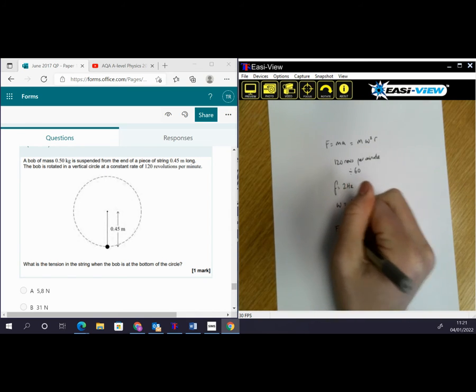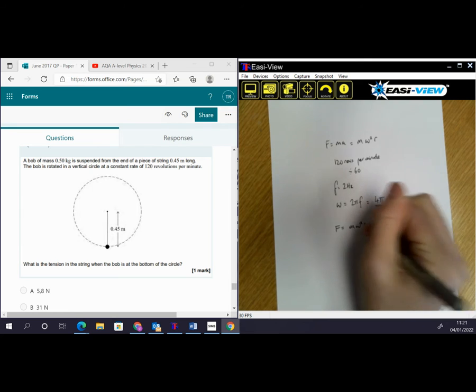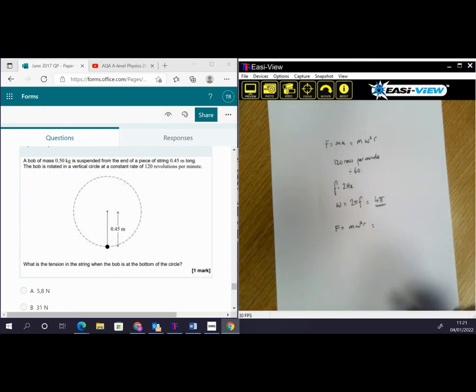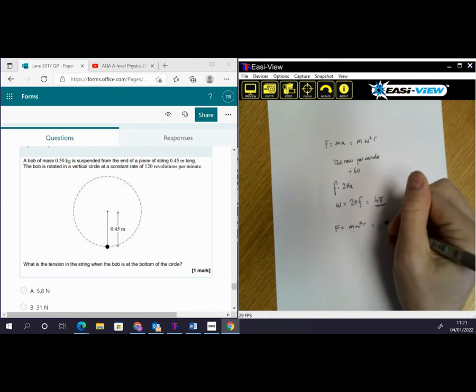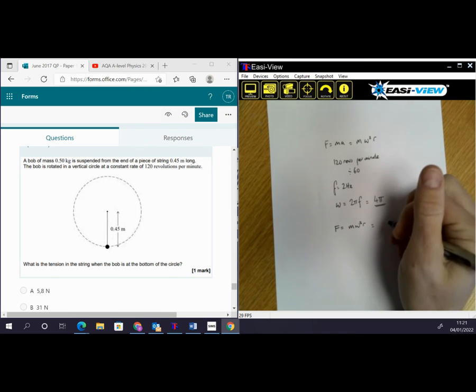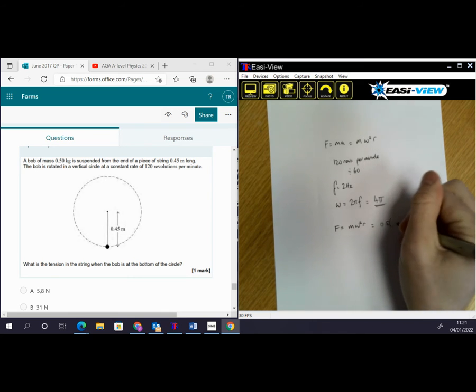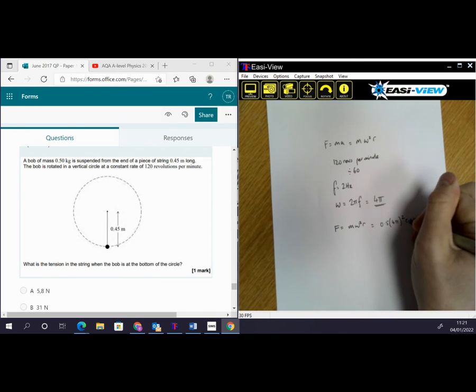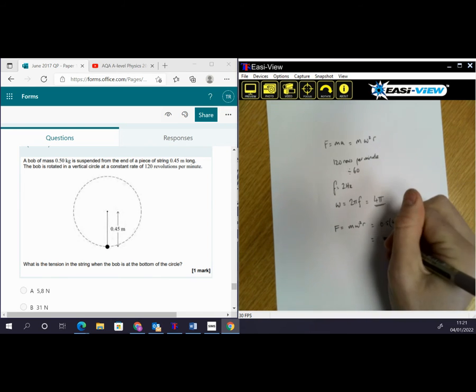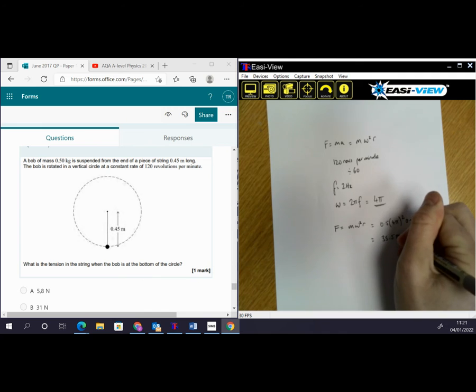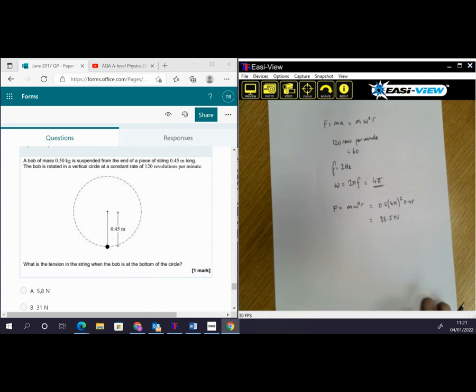So then we get F is m omega squared r, and I know all the values. So I'm going to be able to find the resultant force that's required to keep this object moving in the circle as described in the question. So the object has a mass of 0.4, times 4 pi all squared, multiplied by 0.45. Calculate that on my calculator, and I get 35.5 newtons. But that is the resultant force.